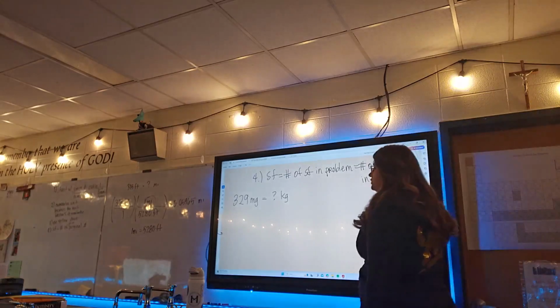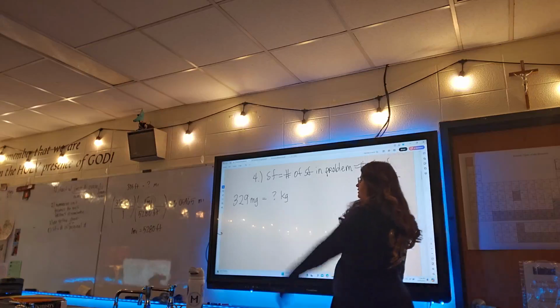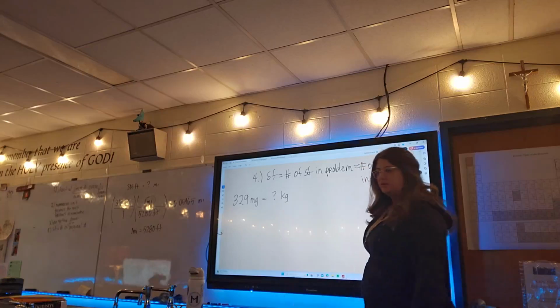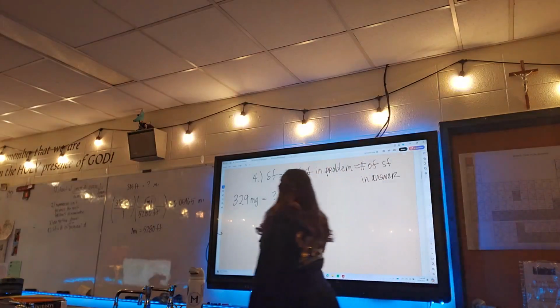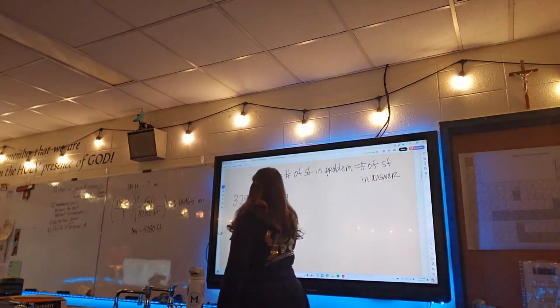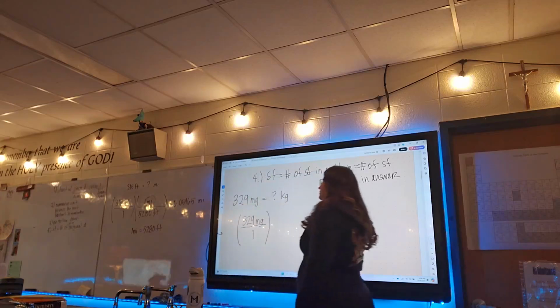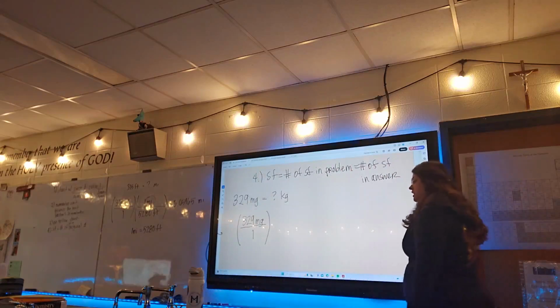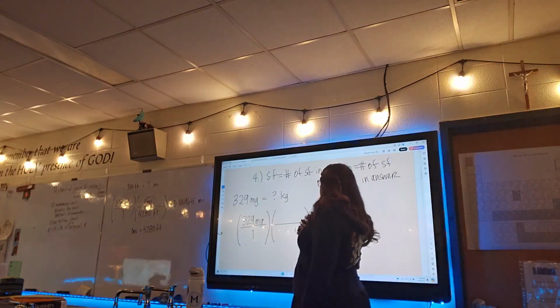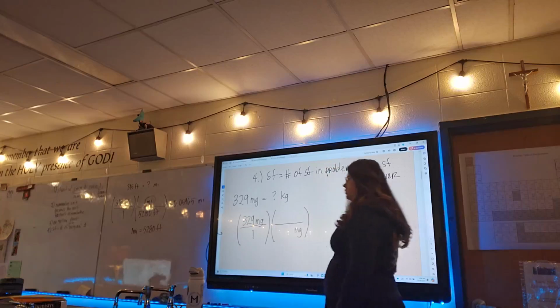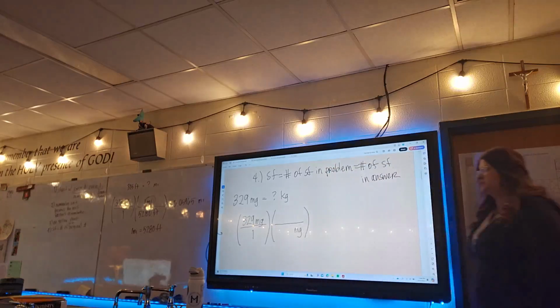Okay, so you guys have the rules in your notes, and they're also on the far left board. The first rule is to take what you're given and put it over one. And then the second step, before you even go to your yellow sheet, do this. It'll help you to keep your thoughts organized.